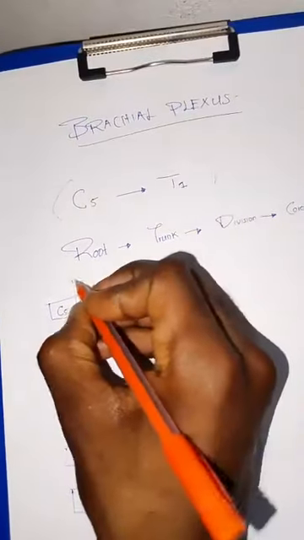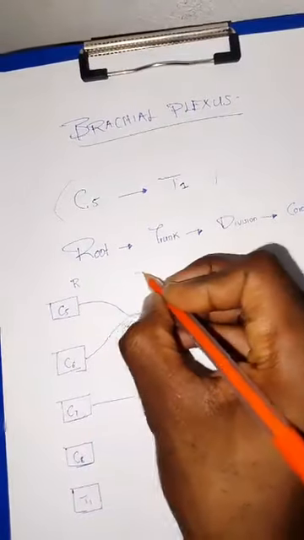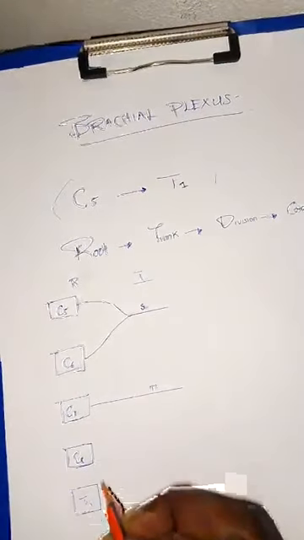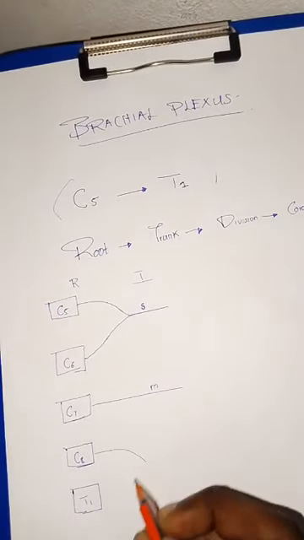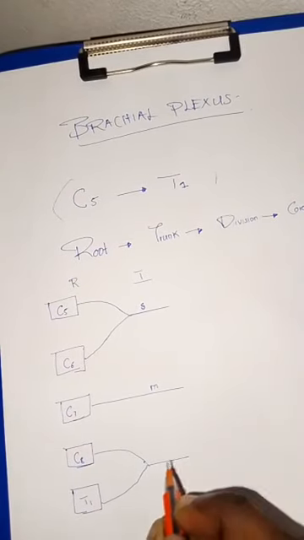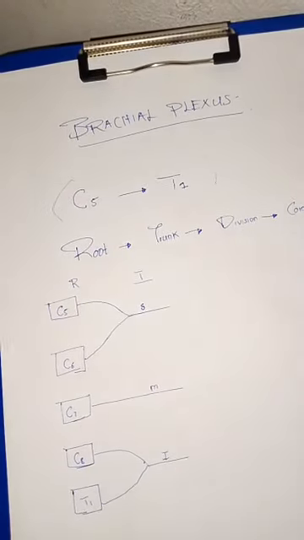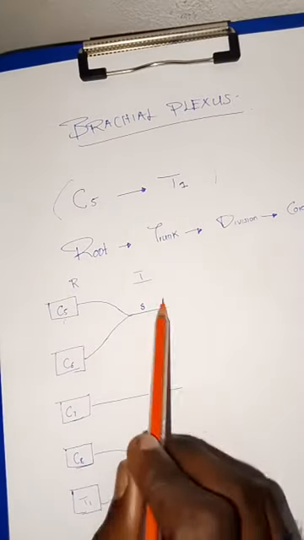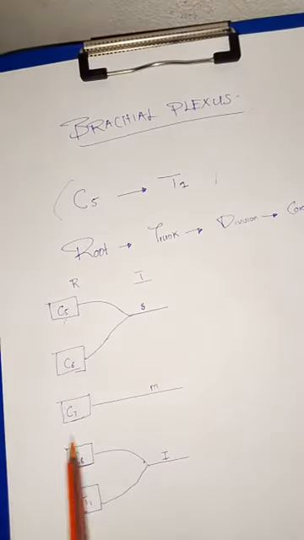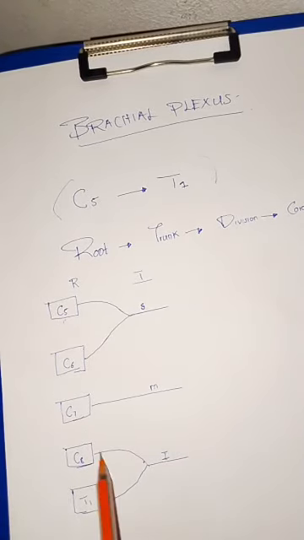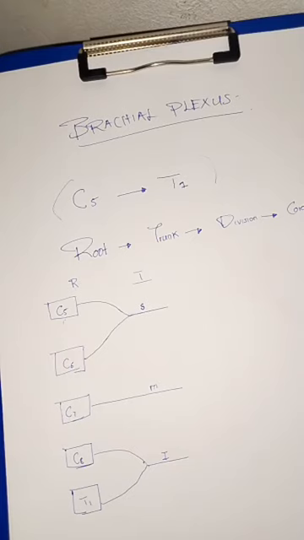So remember, we have the roots, then the roots give rise to trunks. The C8 and the T1 also join, and as they join, they form a trunk, and this trunk is known as the inferior trunk. So the C5 and the C6 join together to form the superior trunk. Then the C7 just goes and forms the middle trunk. Then the C8 and the T1 join together to form the inferior trunk.